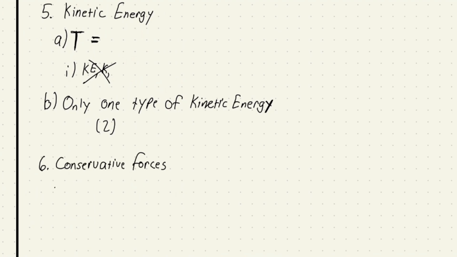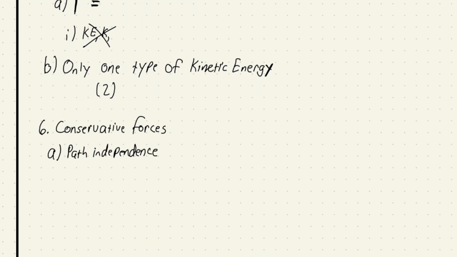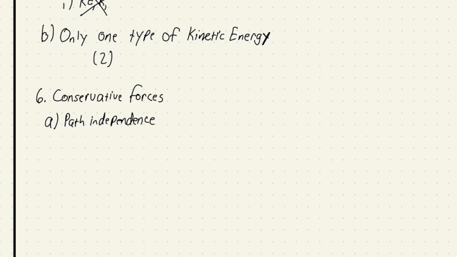Conservative forces, when they act, have path independence as well. More importantly, if you want to know what forces are conservative, there's a bunch of things that we could talk about. They can be undone and redone multiple times. So they are reversible.